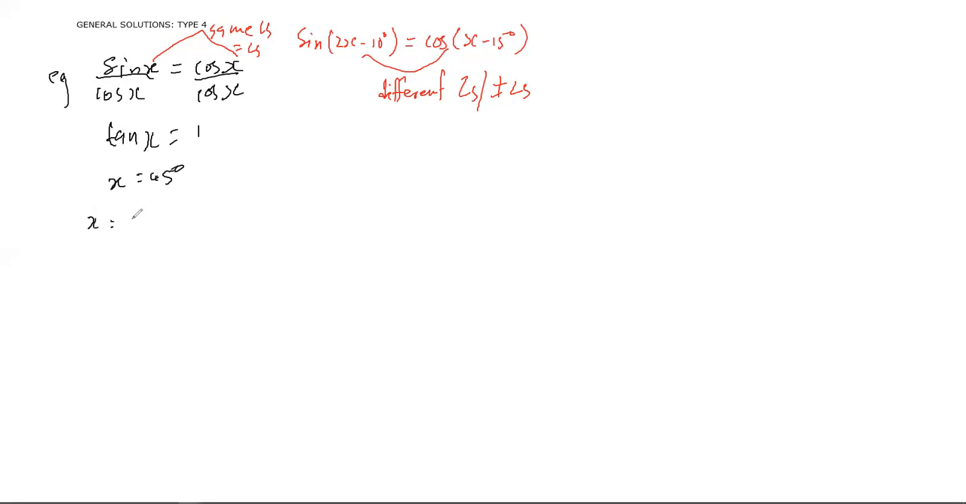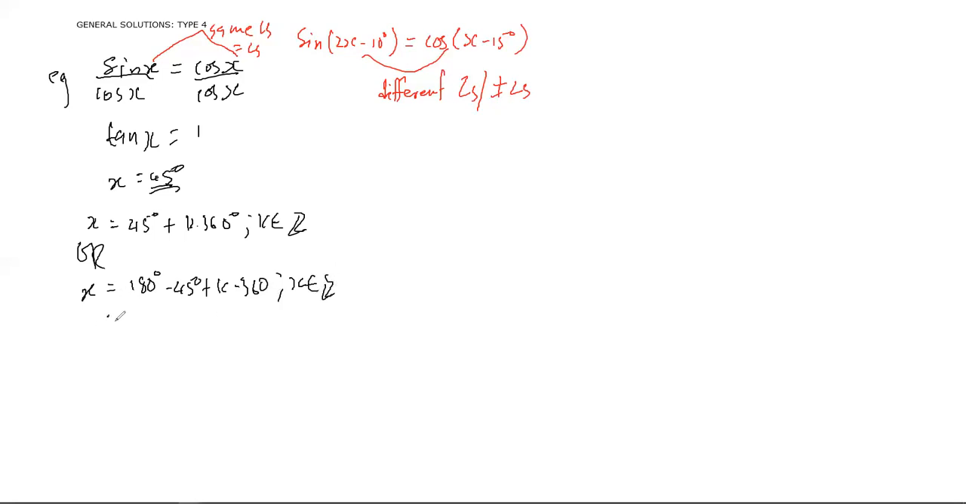So your general solution becomes 45 plus k times 360, where k is an integer. Or, what is your reference angle? 45, so x is 180 minus 45 plus k times 360, where k is an integer. Of course, you tidy up a little bit, and that is 225 degrees plus k times 360, and k is an integer. So that's it. That easy?